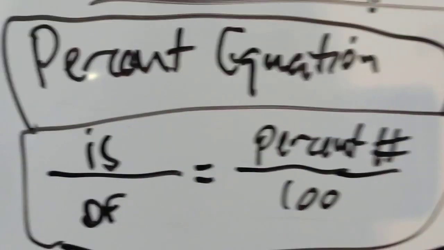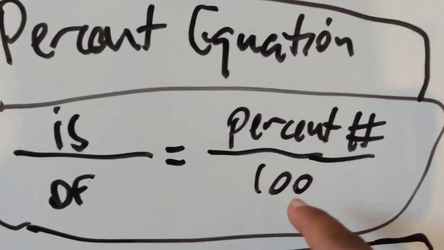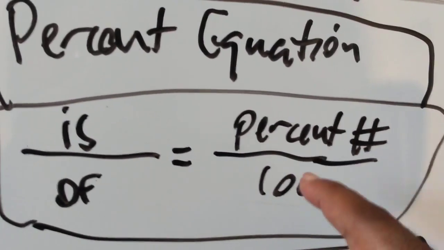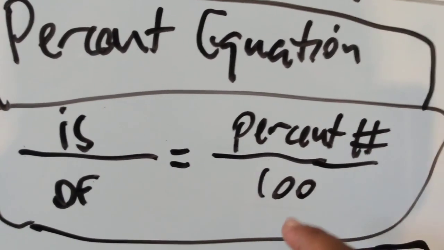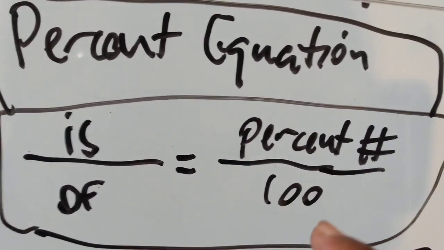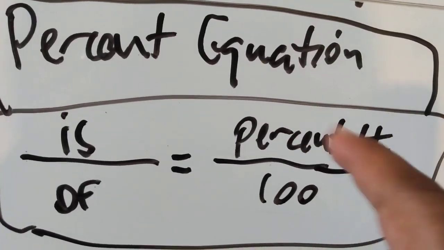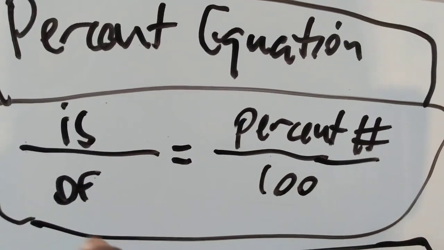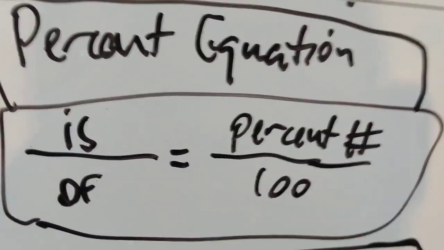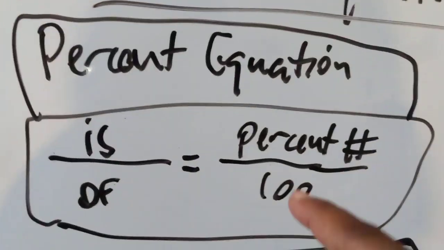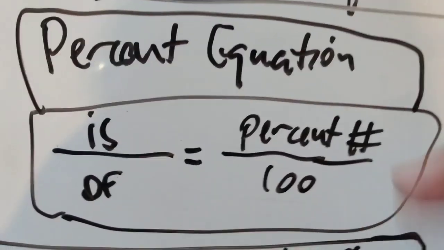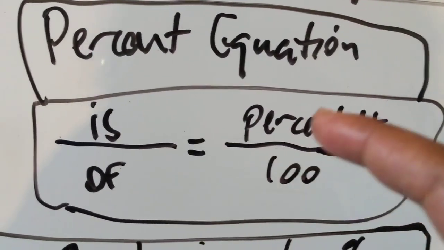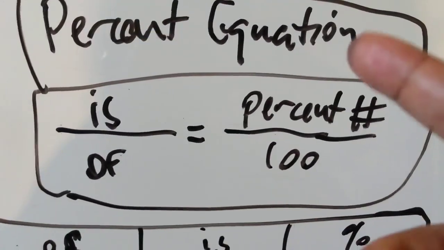So usually the setup's like this. The 100, you always put that to the right at the bottom for the denominator. That never changes. The things that change: sometimes you may have to find a percent number, or sometimes you may have to find out what the is or what the of is. But this never changes. So a good way to remember this is to start by putting 100 right here. And if it says percent, whatever the number is, then you put that up here. Now, if it doesn't give the percent, that's what you've got to find.